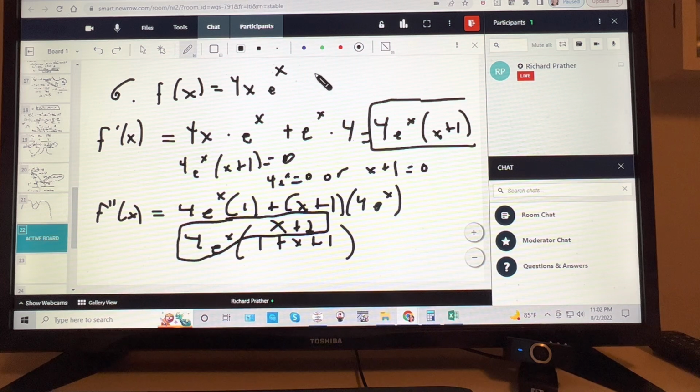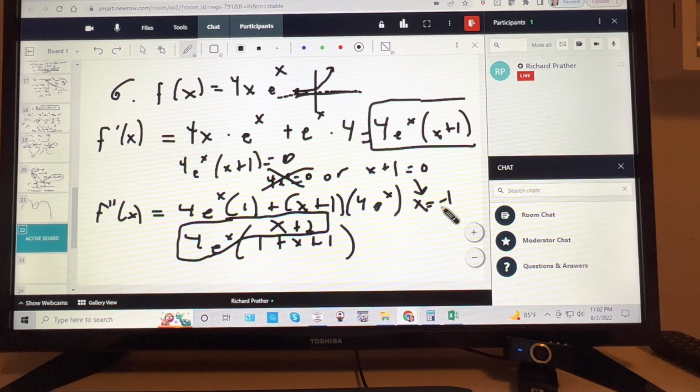But e to the x is like this. It's got a horizontal asymptote of 0. It never touches 0, and multiplying it by 4 just stretches it out vertically times 4. It never equals 0, so you don't have to have critical numbers from every part. This never equals 0, so there's no critical number coming from there. So the only critical number is going to be -1. This is my only place to possibly have a max or min.